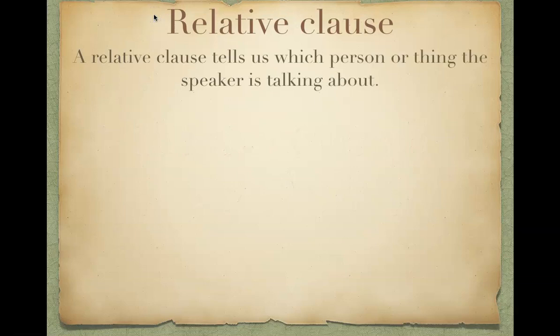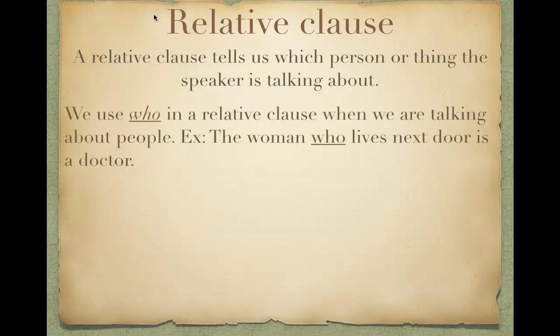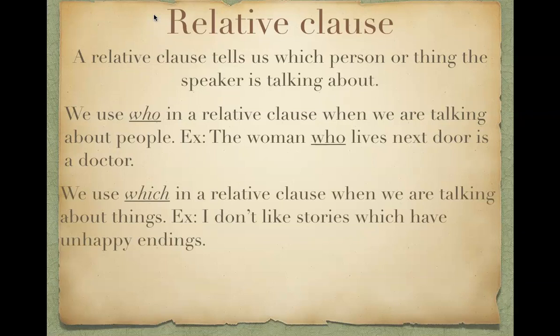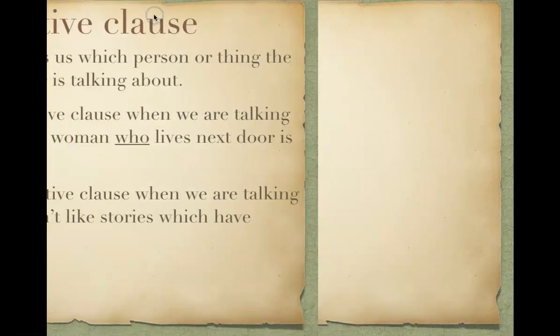First of all, a relative clause tells us which person or thing the speaker is talking about. We can use who in a relative clause when we are talking about people. For example, the woman who lives next door is a doctor. And we use which in a relative clause when we are talking about things. For example, I don't like stories which have unhappy endings.